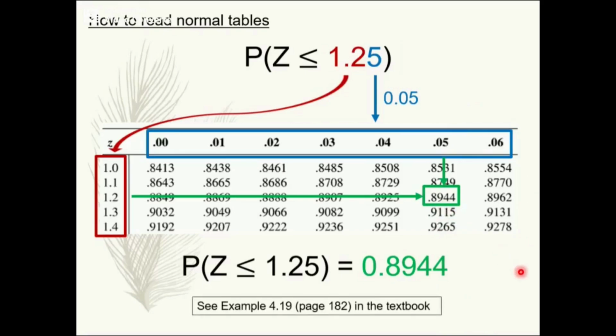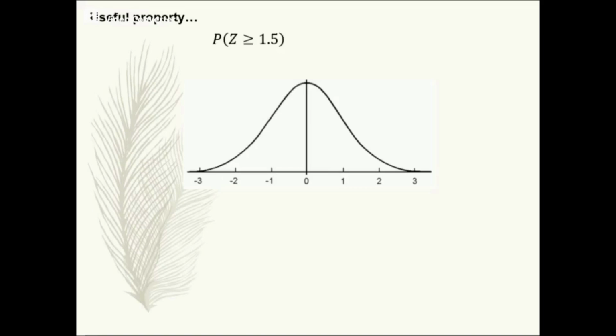Example 4.19 on page 182 gives a couple more examples of this. So go and look at that example if you need a little more practice before you do the exercises. In this slide, we have a very interesting and useful property of this distribution that I want to highlight. Suppose I ask you to find the probability that Z is greater than or equal to 1.5. This is just an example. Then you're going to look for the area to the right of 1.5. That's the area shaded in blue.